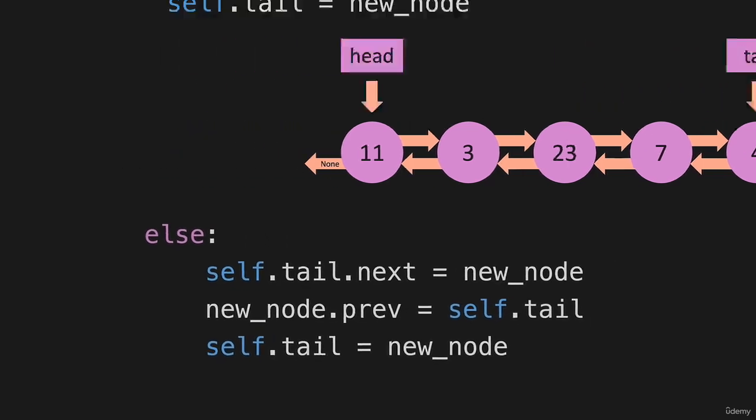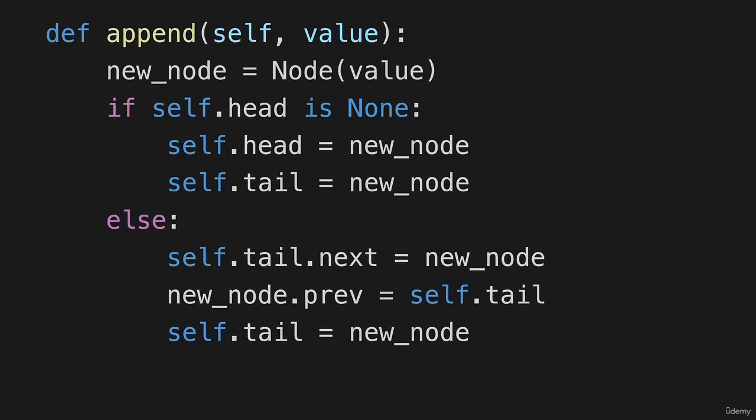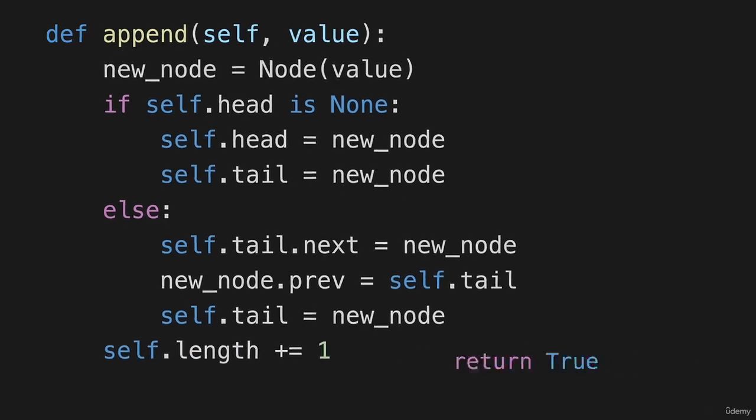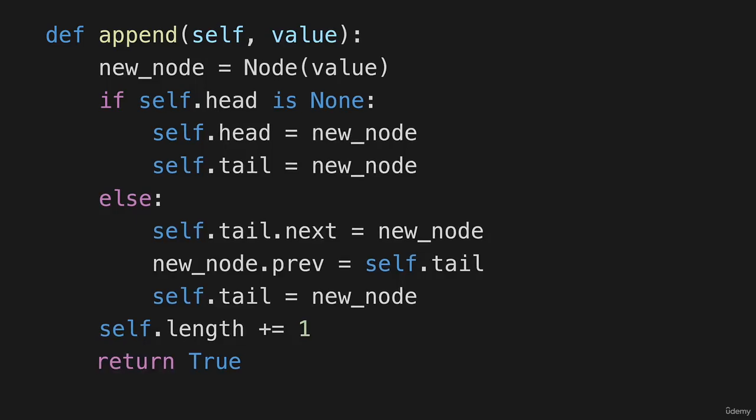So now let's add this in with the rest of our code. And the only things left to do are to increase the length by 1, and then we will also return true. So just like we did in singly linked lists, we're going to use the append method in the insert method. And the insert method requires a Boolean to be returned. So we're going to return a Boolean here so it can be used in the other method. So that is our code for append.